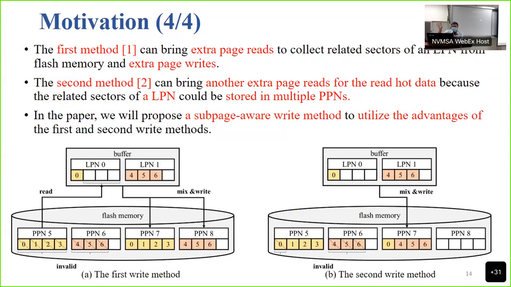I say another for the read data, because when you mix different sectors of different LPNs in the same PPN, it also means when you want to read an LPN, its sectors may be scattered and stored in different PPNs. So maybe you want to read one LPN, but its sectors are stored in different physical pages. You have to read more pages. So I say another extra page read. So in the paper, we propose a subpage-aware write method to utilize the advantages. I think it's clear.